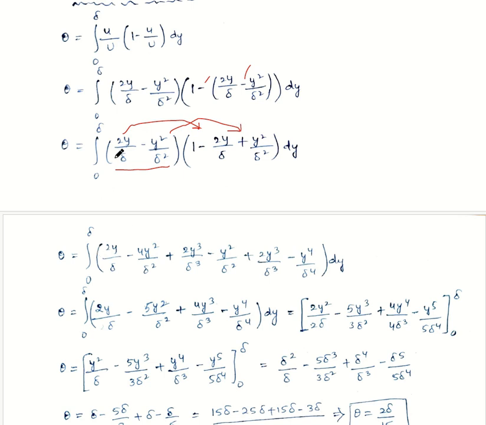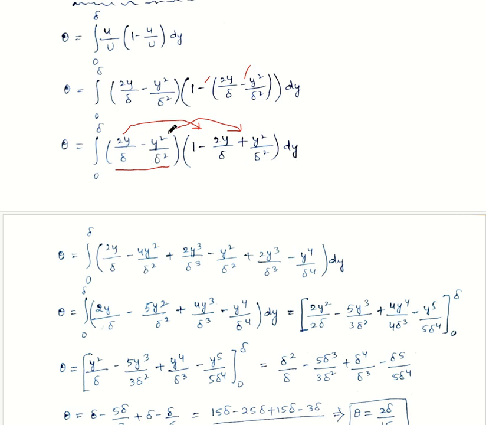Okay. So 2y by delta into 1 becomes 2y by delta. 2y by delta into minus 2y by delta becomes minus 4y square by delta square. 2y by delta into plus y square by delta square becomes 2y cube by delta cube. So I multiplied 2y by delta with all these three terms.